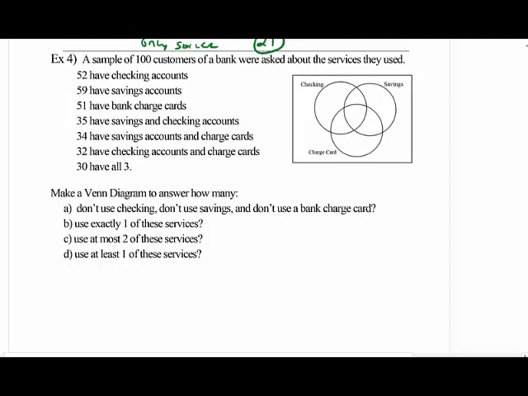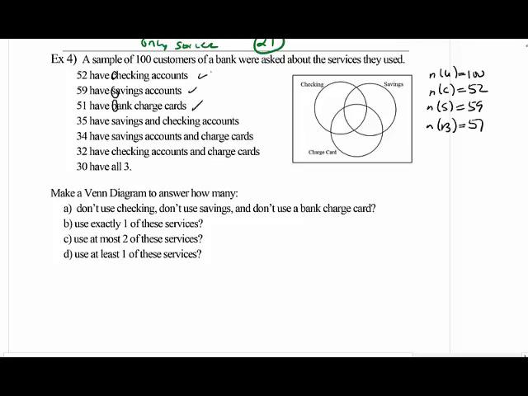All right, looking at example 4, go ahead and pause it, see if you can fill in the chart. Remember, start with the innermost piece, but label what you have first. So we have the cardinality of the universal set. They surveyed 100 people. 52 of them had checking accounts, we have savings accounts, and we have bank charge cards. Again, however you want to label them when you're abbreviating, just make sure you're careful. So I'm going to use the C, the S, and the B when I'm labeling those. So cardinality of checking will be 52. Cardinality of savings is 59. Cardinality of bank charge cards is 51.